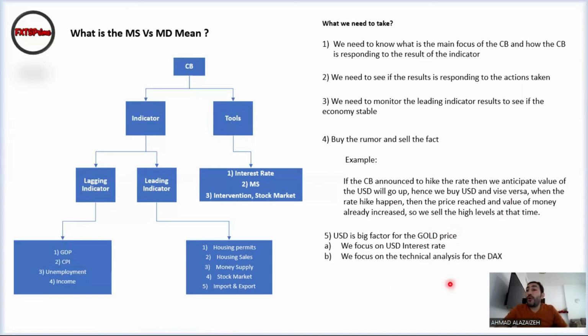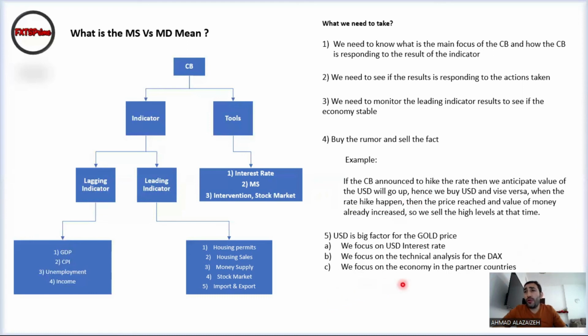Then we need to focus on the DXY. The DXY means the dollar index. That is the measurement of the dollar against a basket of currencies. The DXY has a chart, so we can analyze that also technically. We can see whether the DXY is at the support level or at the resistance level, and we can measure and draw technically that price and anticipate whether the DXY is going down or going up.